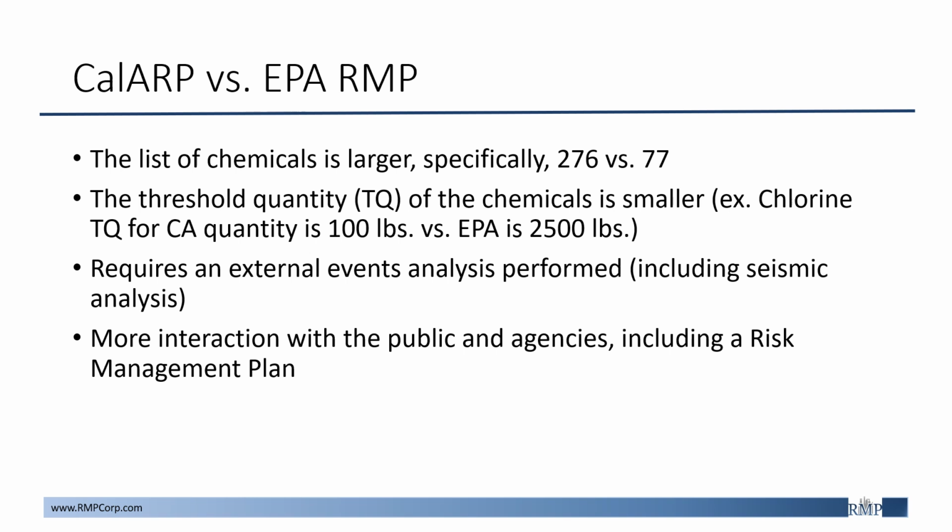Lastly, CalARP not only requires a risk management plan, but overall also requires more interaction with the public as well as associated agencies. This is by all means not an exhaustive list of all the differences, but these are examples of what has changed in CalARP compared to the regular federal RMP.